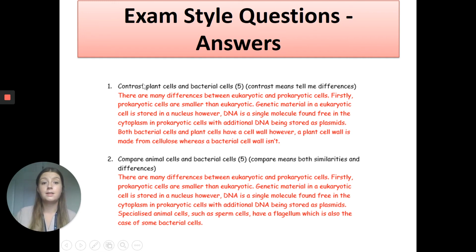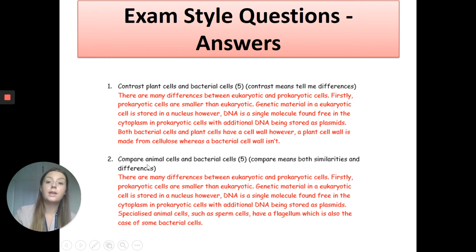That's saying, tell you the differences. Okay. So I've said both bacterial cells and plant cells have a cell wall. Okay. But it's really clear that that's not made from the same material. So that's my contrast there. I'm saying that, yeah, they have a cell wall, but I've contrasted that.